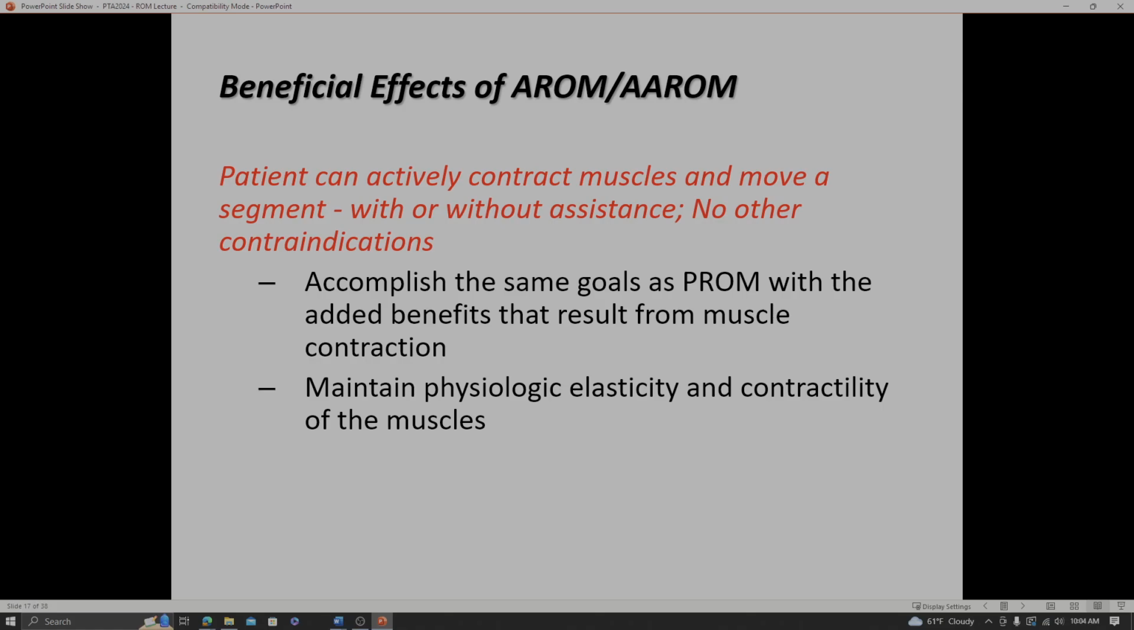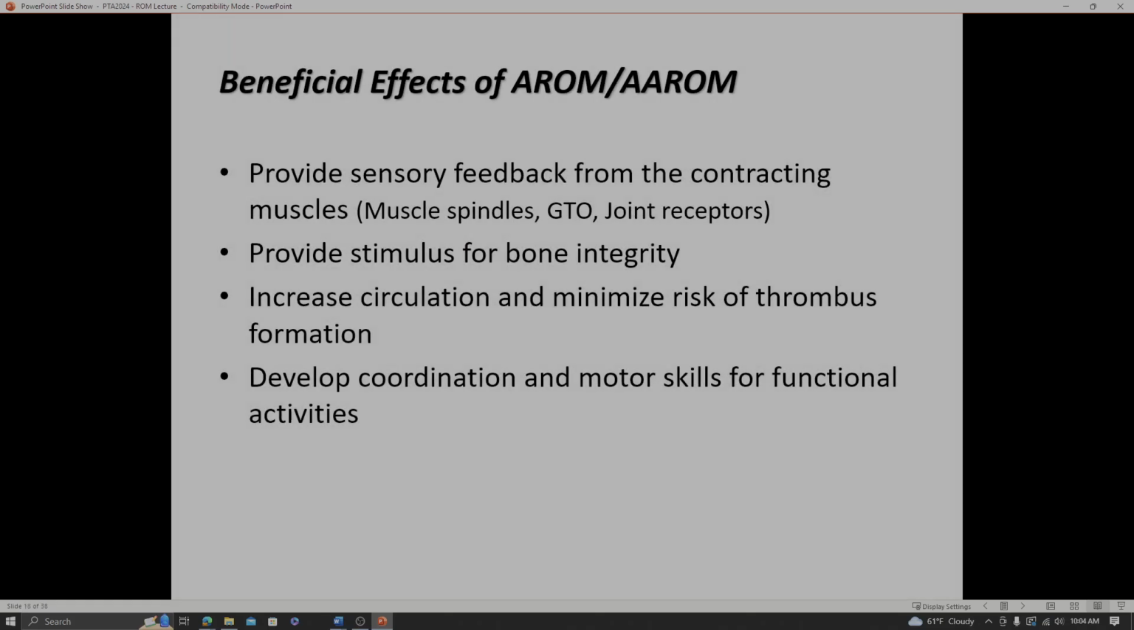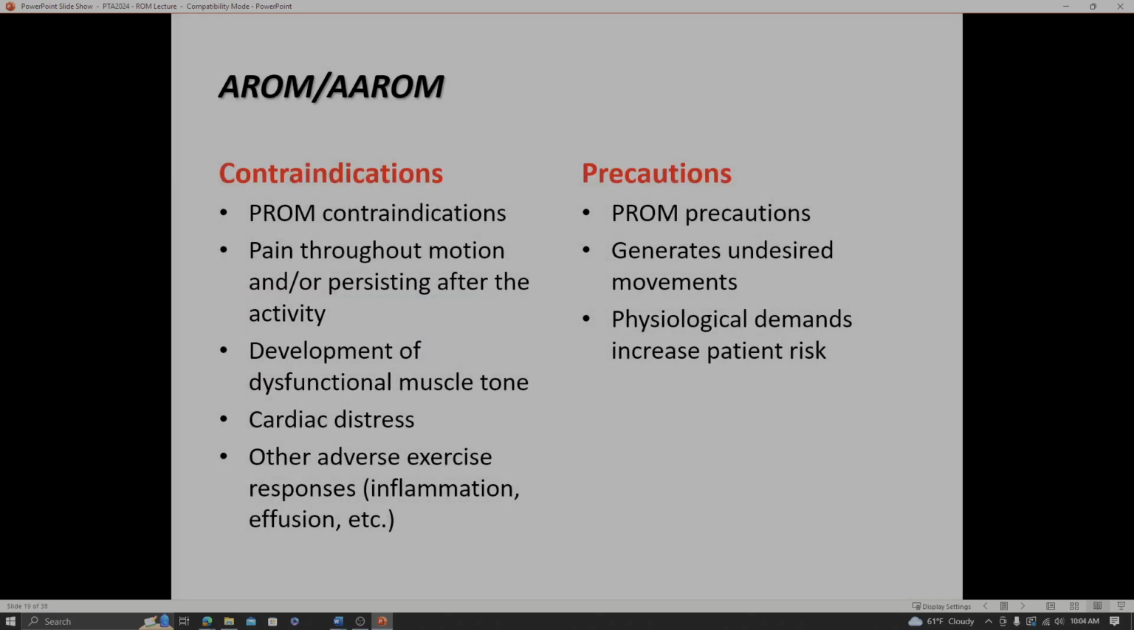It accomplishes the same goals of passive range of motion, right? Because we're moving things, but now you get the added benefit of having muscle contraction on your side. So you can maintain the elasticity and contractility of the muscle by asking the muscle to contract. So you're going to get more sensory feedback from the contracting muscles. You're going to get a stimulus for bone integrity, right? Because the bone needs the muscle to move, right? So we're going to put some level of resistance on the bone to increase integrity. It increases circulation, like we talked about. It helps to minimize thrombus formation that could be the result of immobilization and stagnant blood. So we're going to pump that with a circulatory intent. And develop coordination and motor skills for functional activity that require contractions.